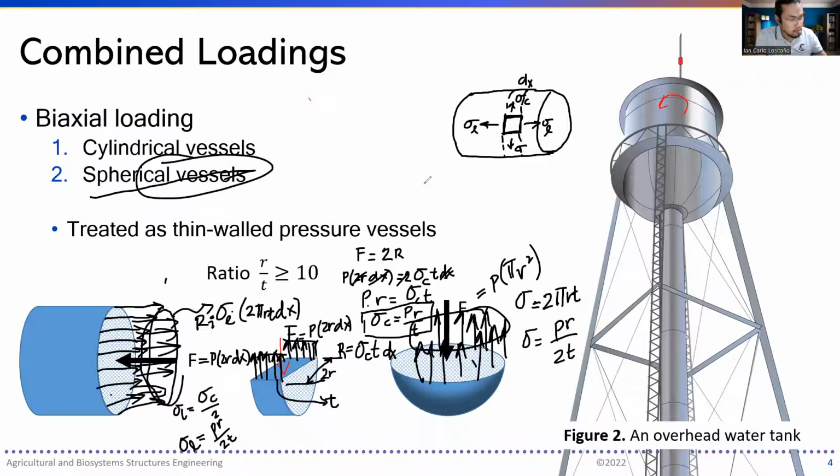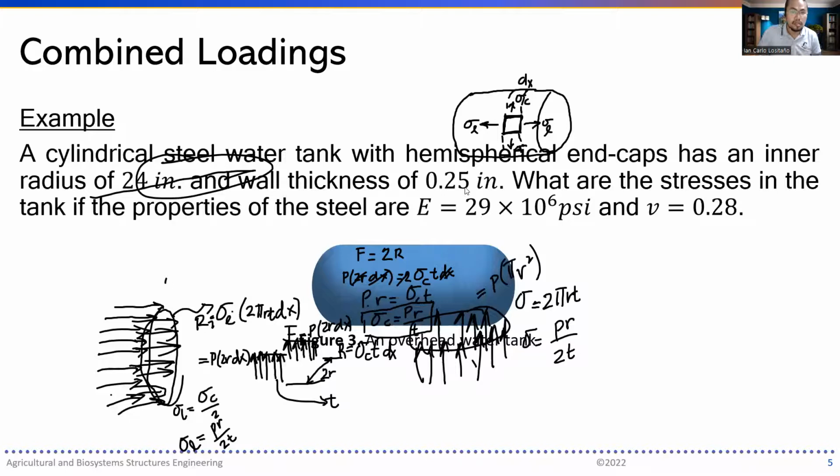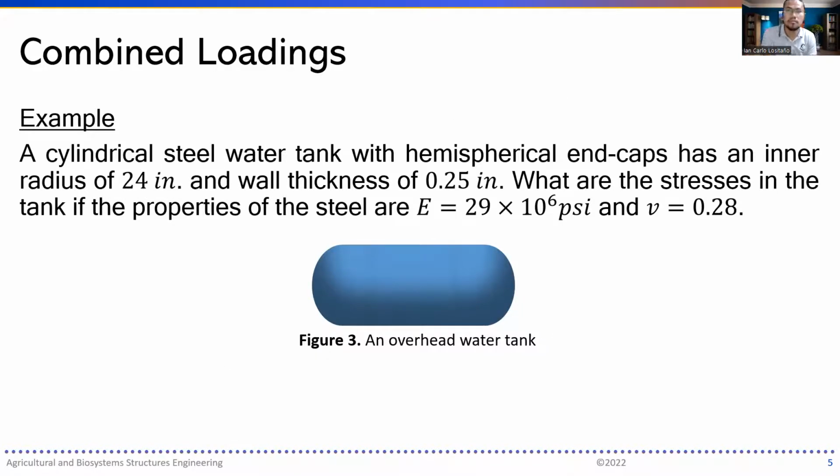Okay, let's try to do an example, and let's proceed with this given. We have a cylindrical still water tank with hemispherical end caps as shown, and the inner radius of this is from here to here. That is going to be 24 inches, and we have the thickness of the tank at 0.25 inches. Let's see if it's possible to solve this as a thin wall pressure vessel. So we have the radius over the T. So 24 inches over 0.25 inches. The inches cancels. It's 24 over 0.25 as 96.